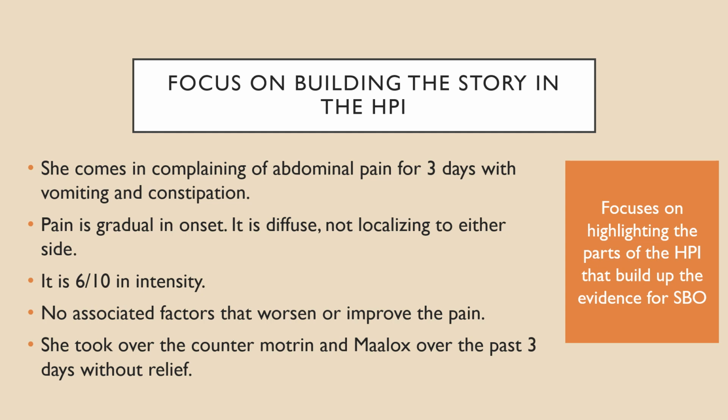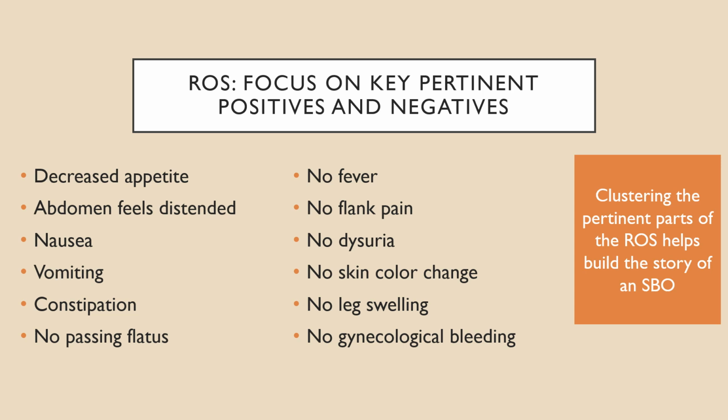So this section focuses on highlighting the parts of the HPI that build up the evidence for a small bowel obstruction. The next section is the review of systems. For this, focus on key pertinent positives and negatives. So, decreased appetite, abdomen feels distended, nausea, vomiting, constipation, not passing flatus. There's no fever, no flank pain, no dysuria, no skin color change, no leg swelling, no gynecological bleeding.